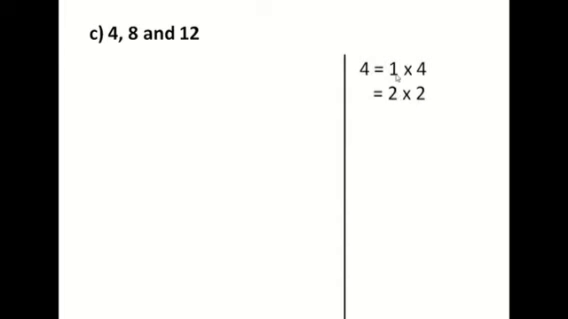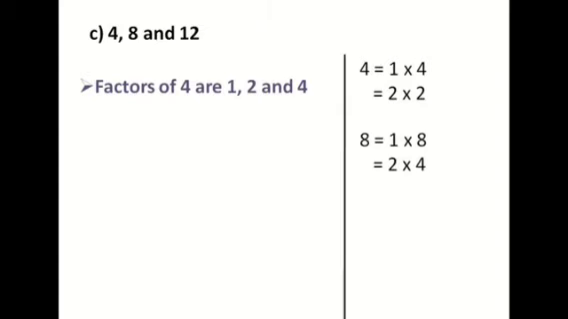So the factors of 4 are 1, 2 and 4. Okay. 2 we will take one time. So factors of 4 are 1, 2 and 4. I hope all of you are working with me. Now we will take 8. So for 8, 1 8s are 8, then 2 4s are 8. Okay. So write down factors of 8 are those: 1, 2, 4 and 8.